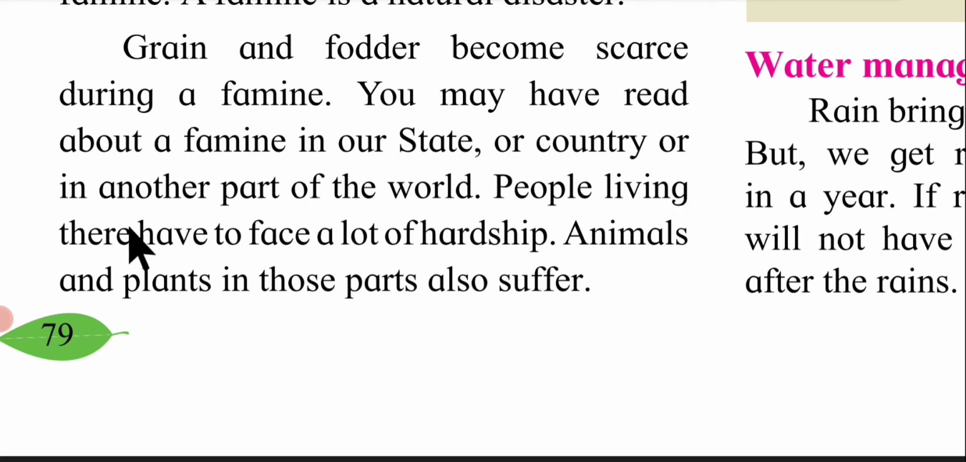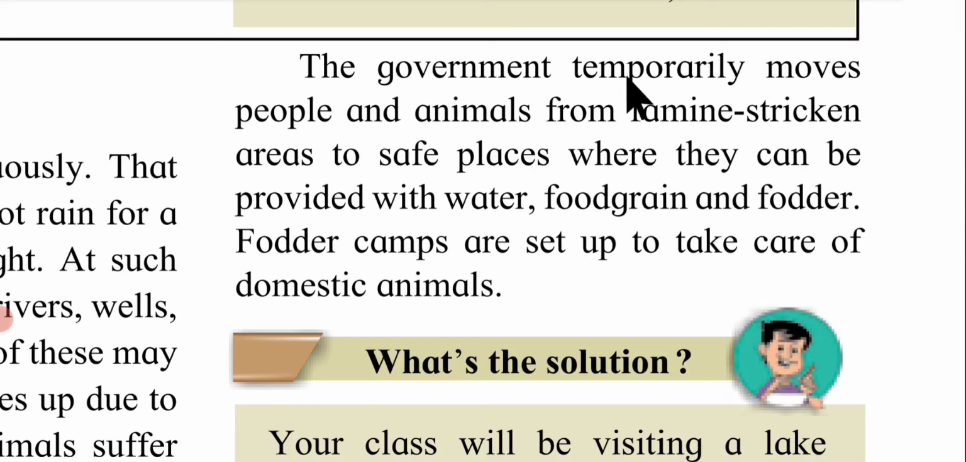People living there have to face a lot of hardship. Animals and plants in those parts also suffer. The government temporarily moves people and animals from famine stricken areas to safe places where they can be provided with water, food grain, and fodder. Fodder camps are set up to take care of domestic animals.